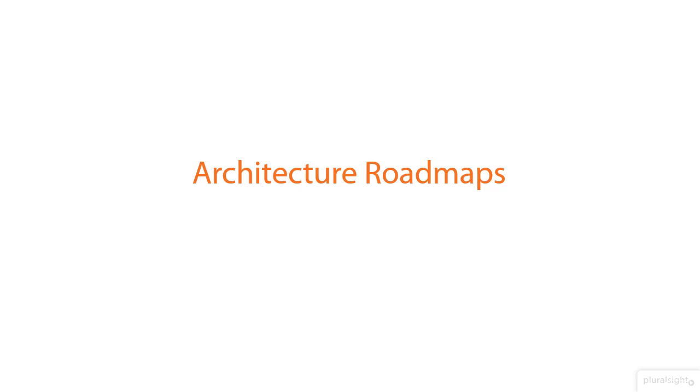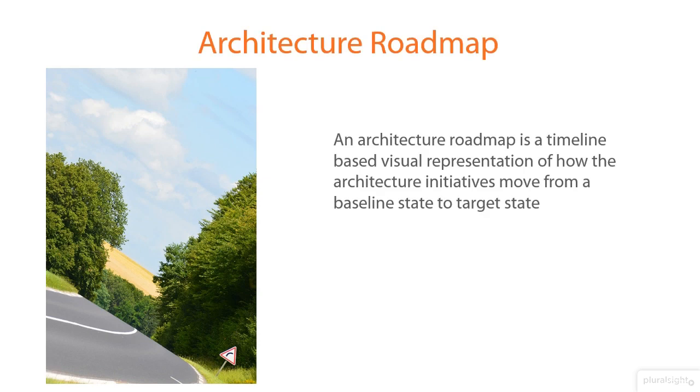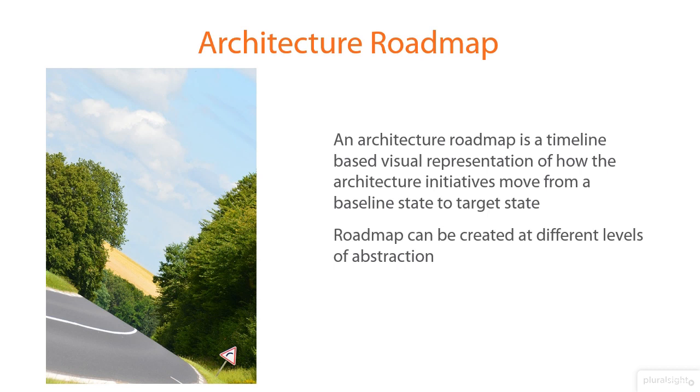We have mentioned road mapping architecture quite often in this course, and it is particularly significant for the iterations discussed in this module. Let's look at what a roadmap really looks like, what information it conveys, and what purpose it serves. An architecture roadmap is a timeline-based visual representation of how the architecture initiatives move from baseline state to the target state. The roadmap can be created at different levels of abstraction. It could be at a very high level covering the whole of the enterprise, or it could focus on a specific business domain or business unit and elaborate the architecture roadmap for that context.